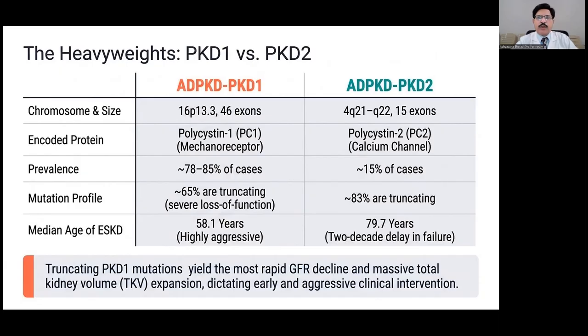Prevalence: 75 to 80% are PKD1, only 15% are PKD2. Mutation profile: 60% are truncating mutations, that means the genetic sequence is truncated with severe loss of function. Whereas in PKD2, 83% are truncating. Here, 65% are truncating. What is the median age of onset of end-stage renal disease? By 58 years, usually PKD1 patients will have renal failure, very aggressive disease. Whereas PKD2 is a slowly progressing disease, the median age is 79.7 years. That means these people live a little longer.